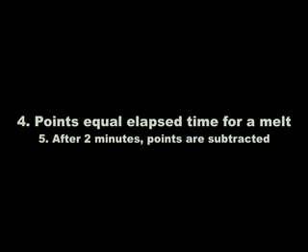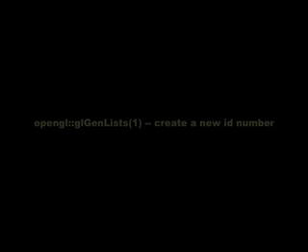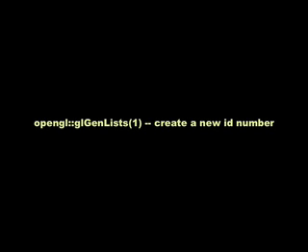There's a new -K option for the play command for this game. The K option is going to generate a frame number, a 3, indicating that it's a character from the keyboard instead of the mouse, and then you also get the XY position at which the character was typed.